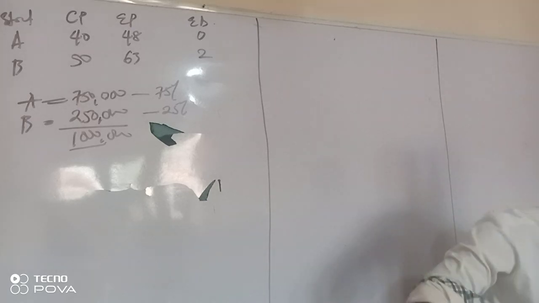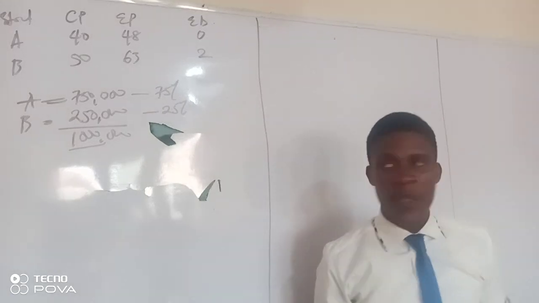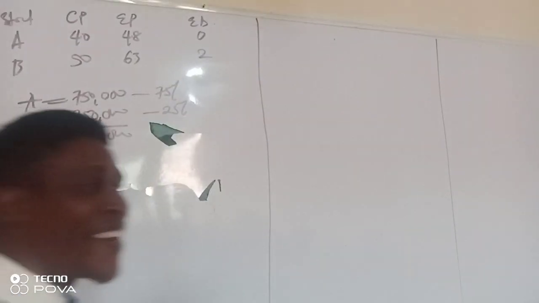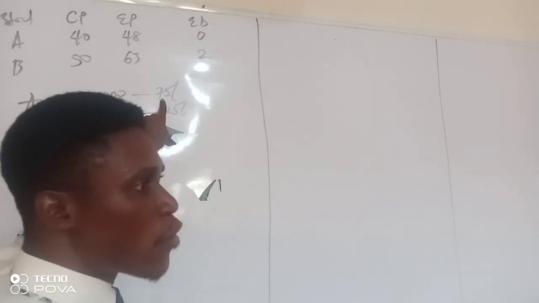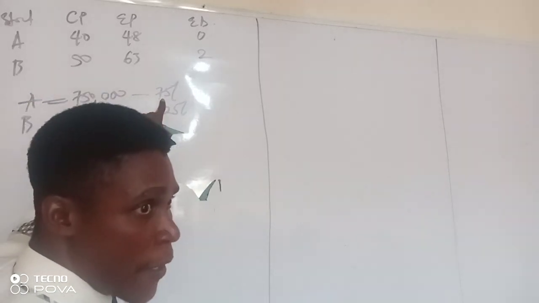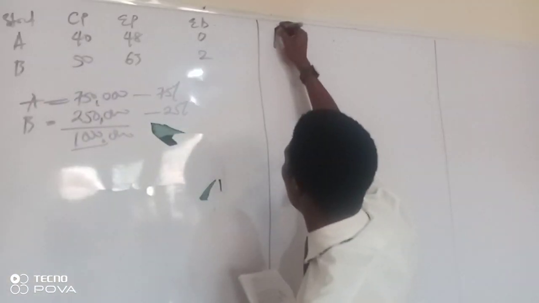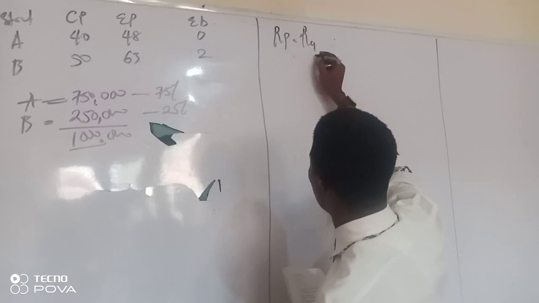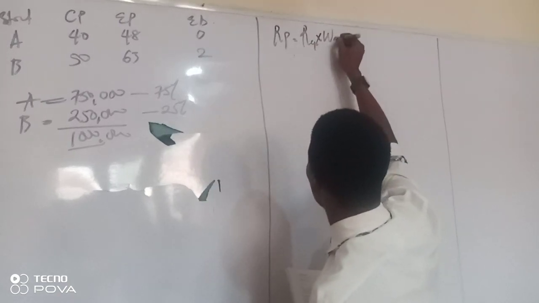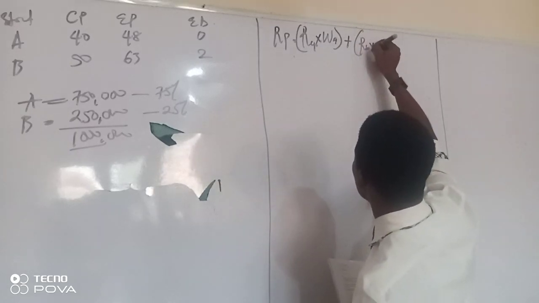Calculate the expected return on your portfolio now. Calculate what? I said, before you can calculate the expected return, you must know the return of each of the stocks. Now we have gotten our investment in A and weight in B. When you are calculating the return of a portfolio, what you need is the return of A times the weight of A, plus the return of B times what?